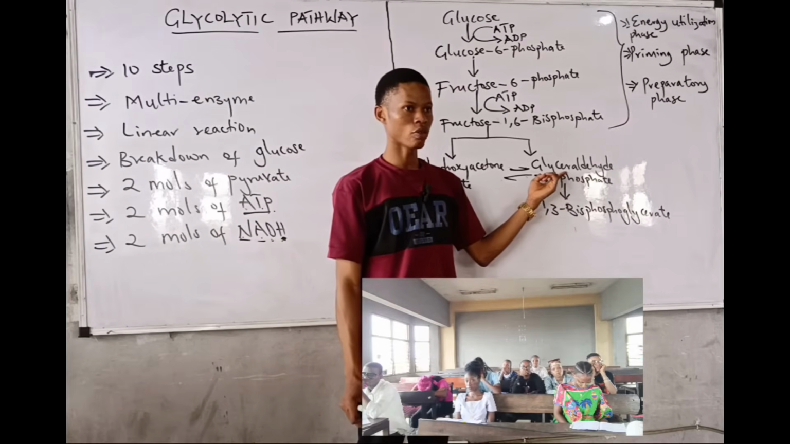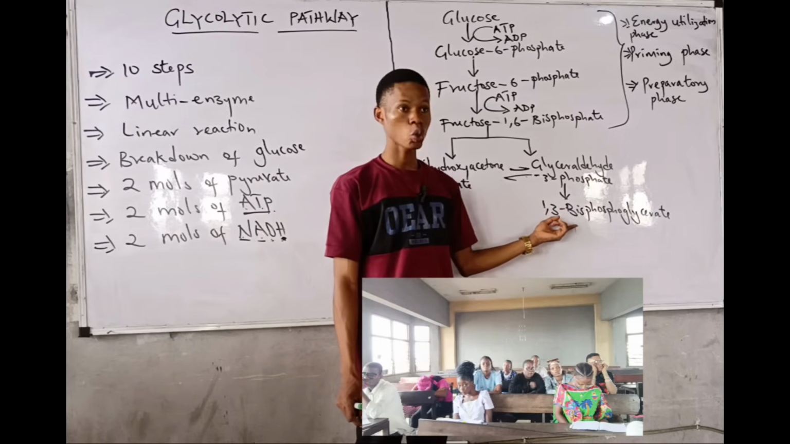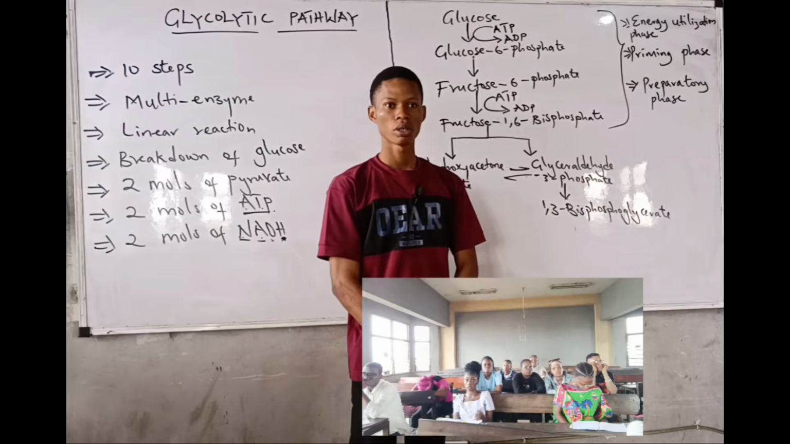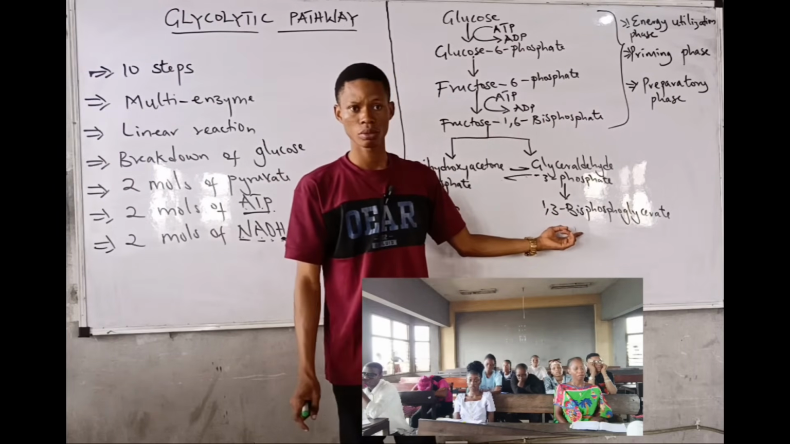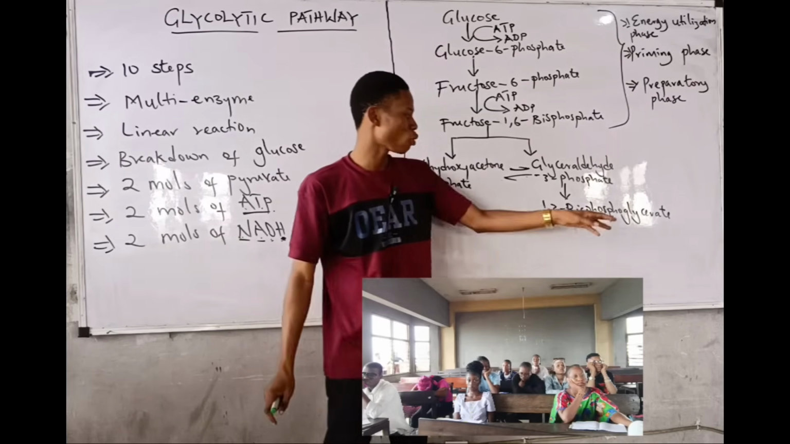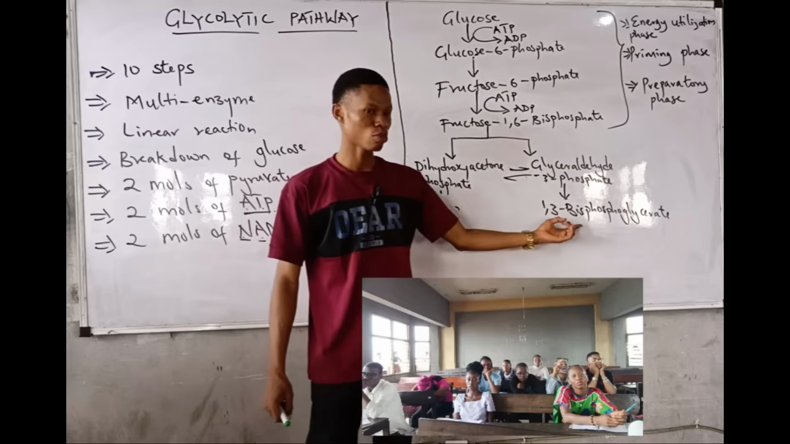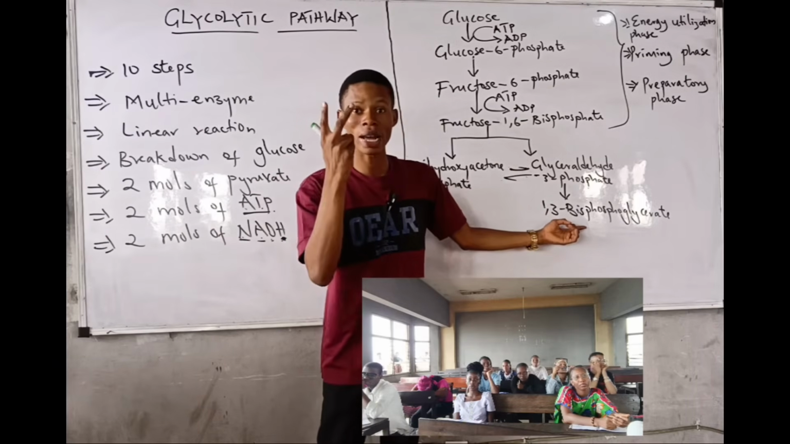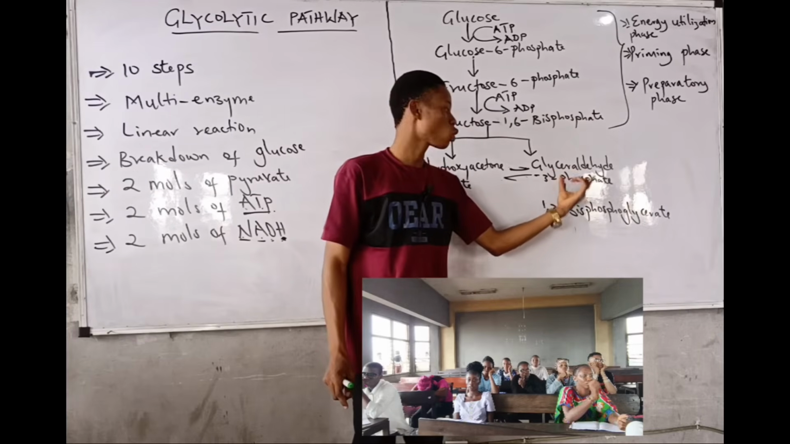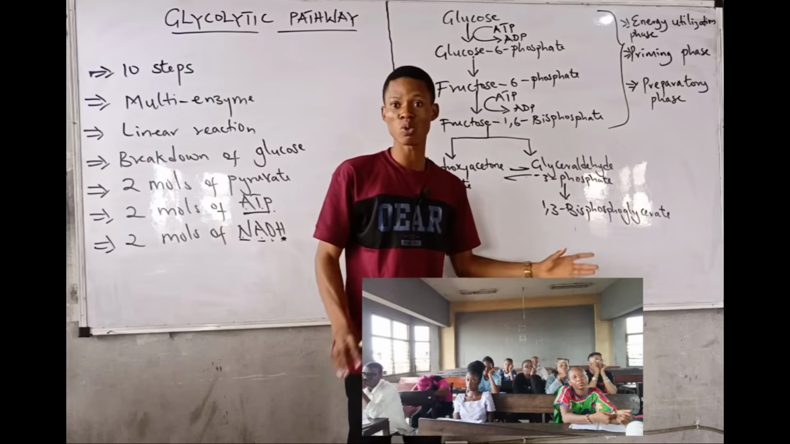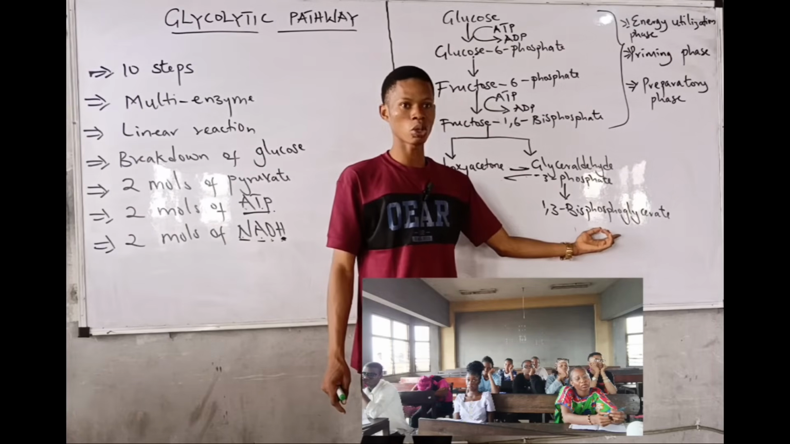How many phosphate groups do we have here? 1, right? How many do we have here? 2. Where is the phosphate group coming from? This time, the phosphate group is not coming from ATP. First, how many molecules of 1,3-bisphosphoglycerate do we have here? 2, right? Remember, we have 2 molecules of this now. So anything we are producing will be 2, 2, 2, 2 until we are done. So here we have 2 molecules of 1,3-bisphosphoglycerate, is it not?